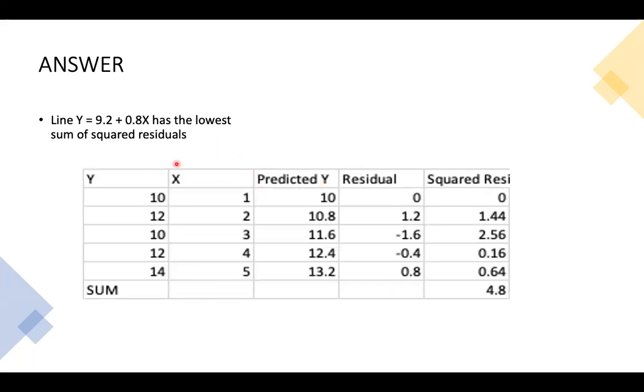In summary, the equation from question 1 has the least squared residual compared to the other two lines that had adjusted slopes, and that's 4.8.